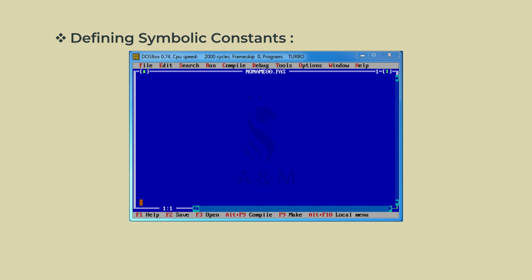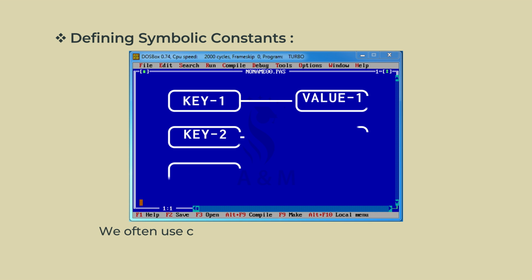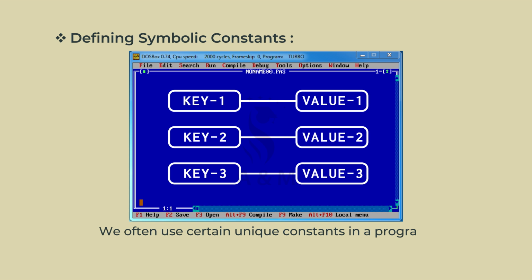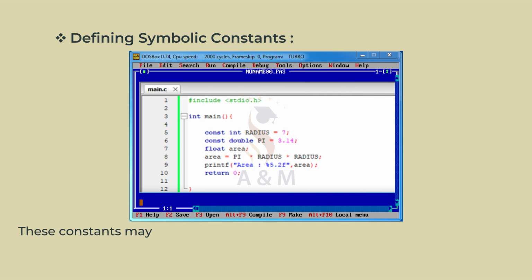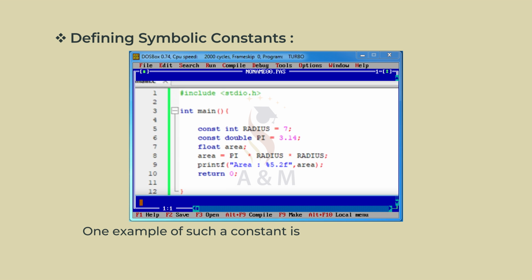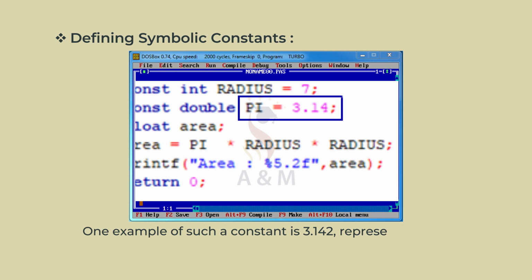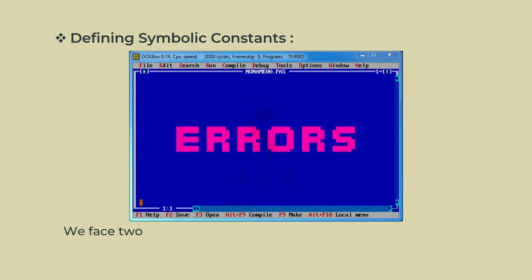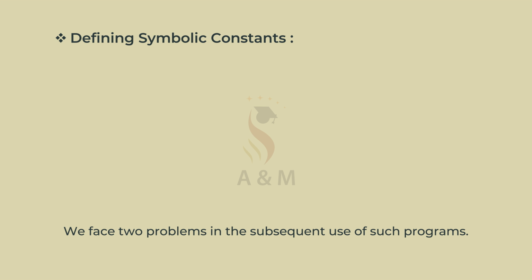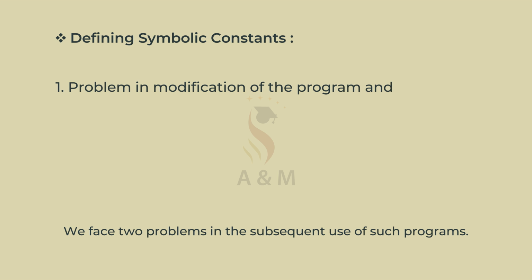Defining symbolic constants. We often use certain unique constants in a program. These constants may appear repeatedly in a number of places in the program. One example of such a constant is 3.142, representing the value of the mathematical constant pi. We face two problems in the subsequent use of such programs. Those are, first one, problem in modification of the program, and second one, the problem in understanding the program.